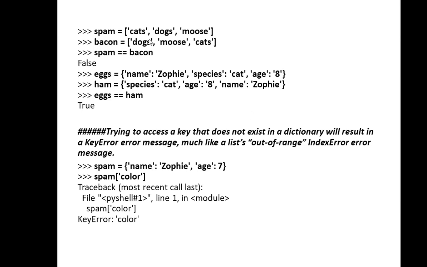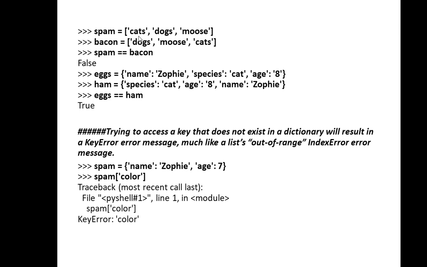So coming to the examples, you can see this one. The first one is a list. How did I identify it? Very easy. If it is enclosed between square brackets, it's a list. The second one is actually a dictionary because it is enclosed within braces. So what are we doing in the first example? I've created a list called spam, which has three values: cats, dogs, moose. Bacon is another list having the same values, but not in the same order.